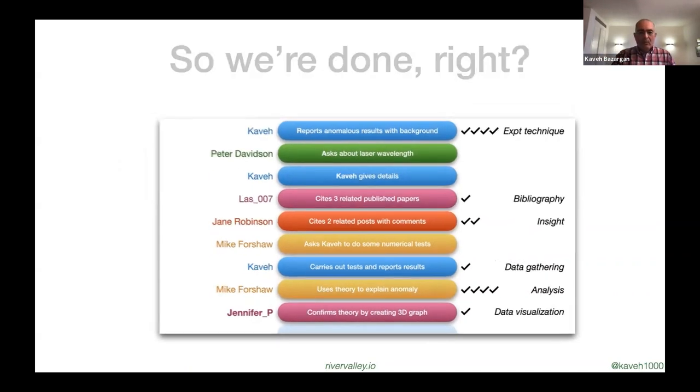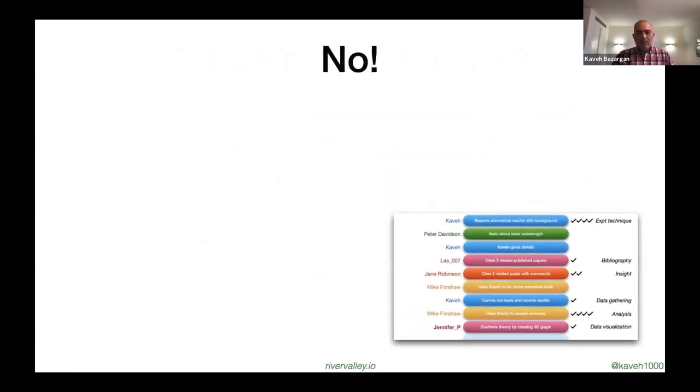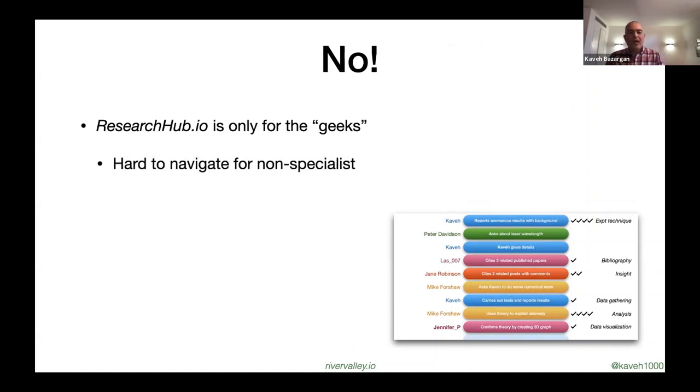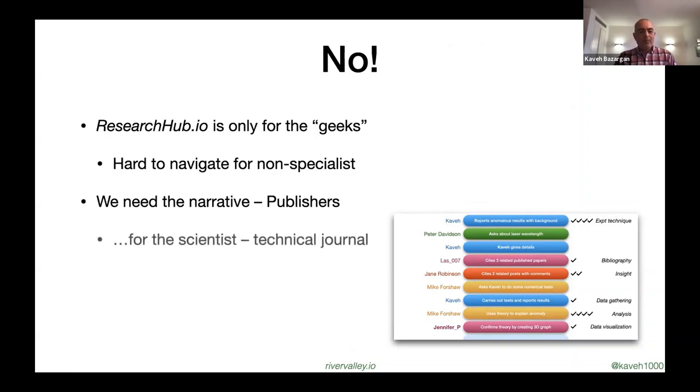But we're not finished, because this is quite complicated. It's only the geeks like myself who know what's going on there. It's very difficult to navigate for non-specialists. So if I'm not one of those people and I want to see what's going on, I want a narrative. That is, in the end, a story like I've told you today. We need the story. And that's where the publisher could come in.